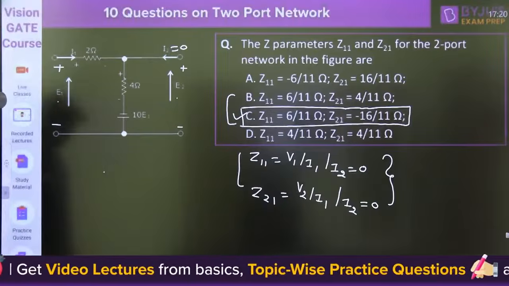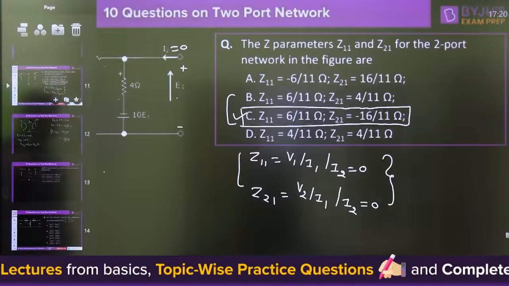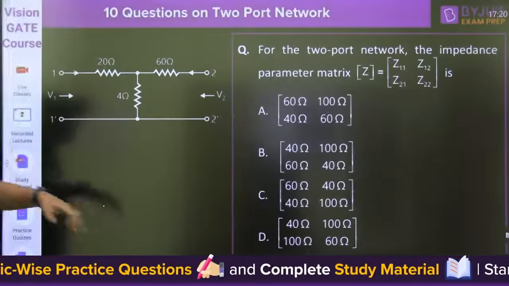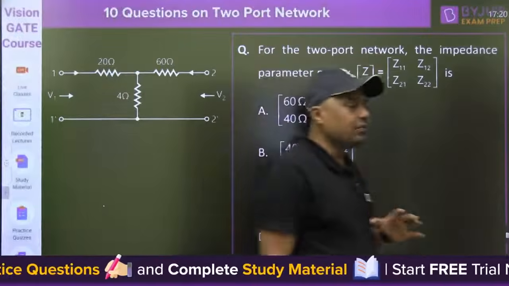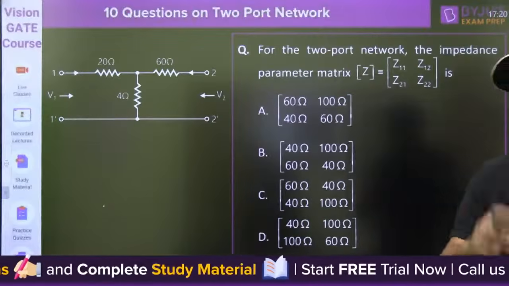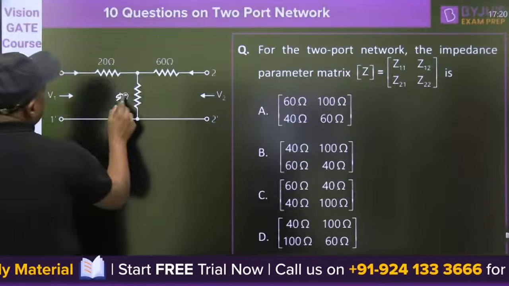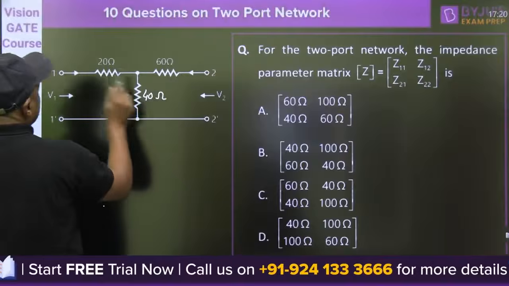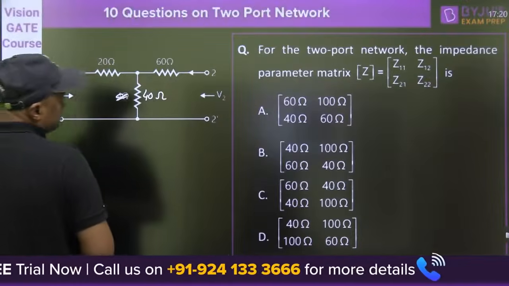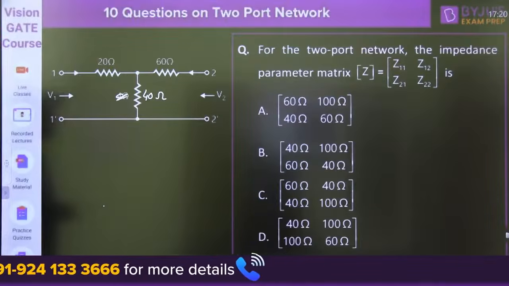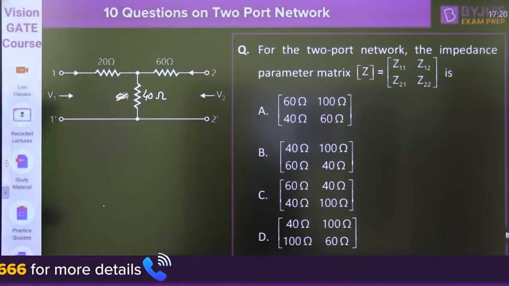Then next question. This was the second one. Third question. So the answer is C for this one. Now very easy. Give me the answer in 10 seconds without any calculation mistake. This is the 40 ohm. In between that is the 40 ohm. This is 20. This is 60 ohm. For the two-port network, the impedance parameter matrix is Z11, Z12, Z21, Z22. What will be the value, everyone?